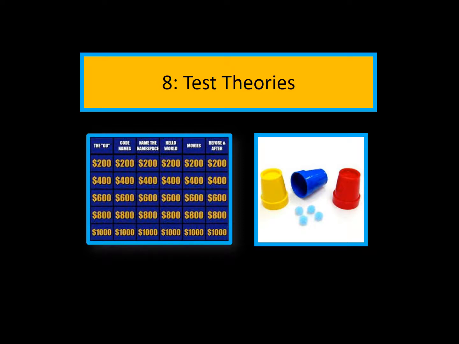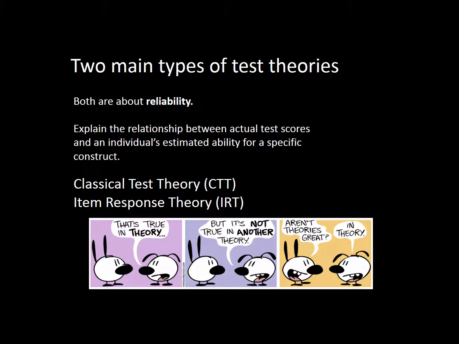Reliability is important in terms of the 8th takeaway from this course, which is probably the most complex topic of this course. It is the topic of test theories. Test theories help us identify the quality of tests and test items. They also help us better understand an individual's true ability based on his or her score on a test. There are 2 main types of test theories, namely classical test theory and item response theory.